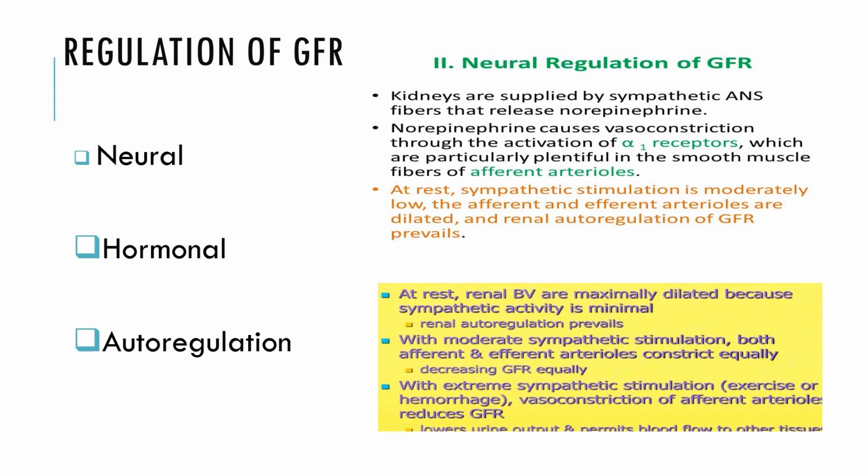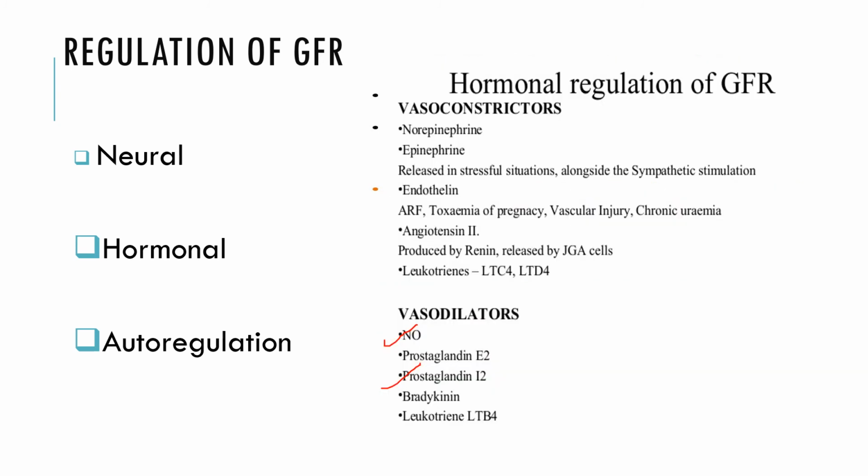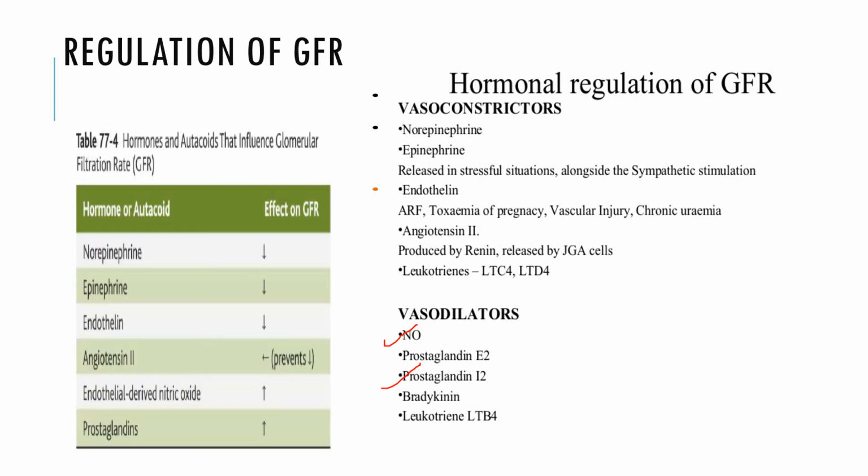But with a moderate increase in sympathetic stimulation, both afferent and efferent arterioles constrict equally and decrease the GFR equally. With extreme sympathetic stimulation, for example hemorrhage or exercise, vasoconstriction of the afferent arteriole will reduce the GFR. Now the hormonal factors. We can say that norepinephrine, epinephrine and endothelin will cause constriction of renal blood vessels and they will reduce the GFR.